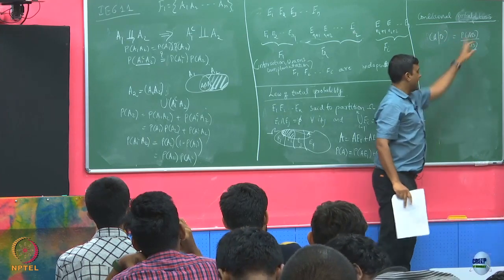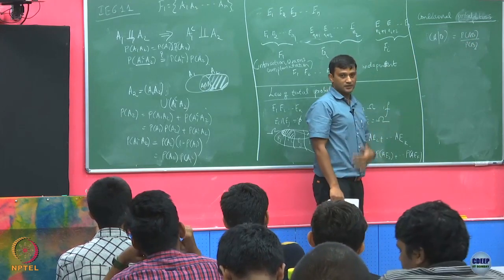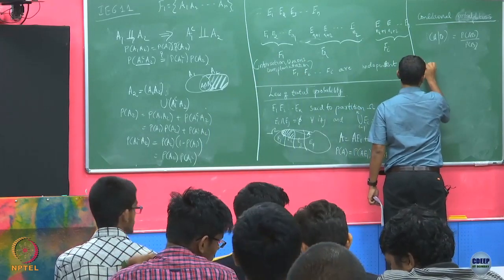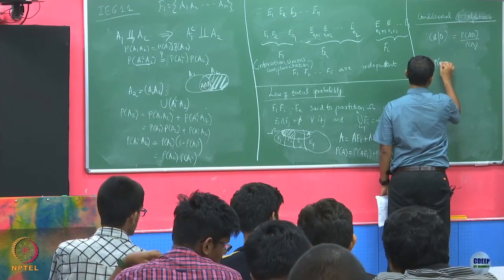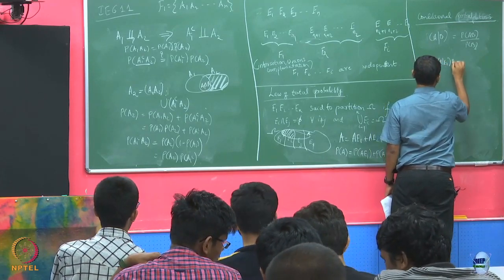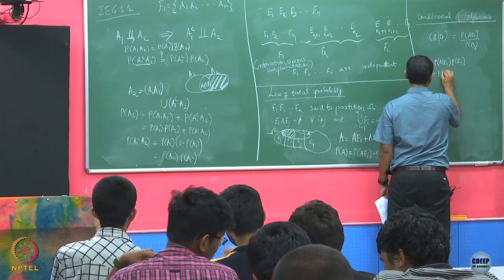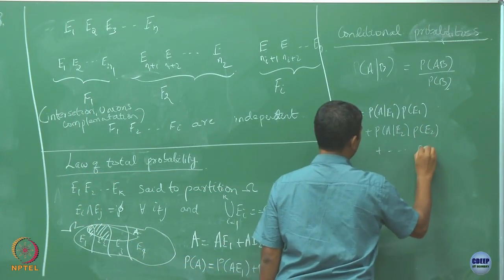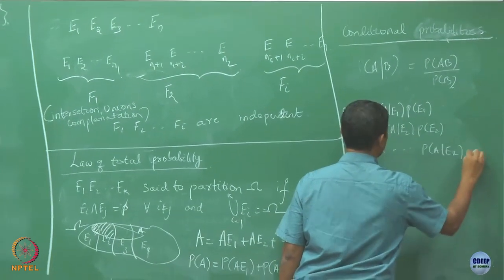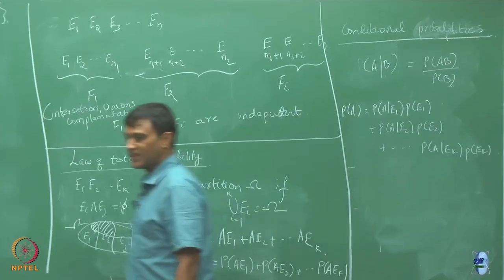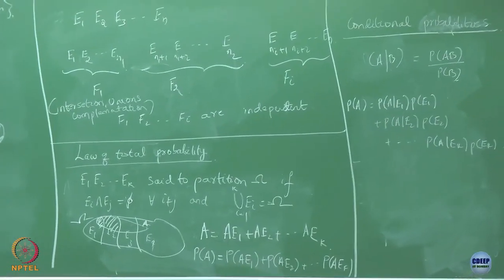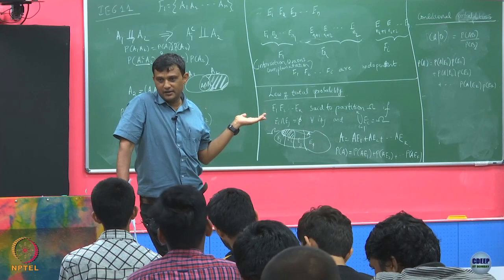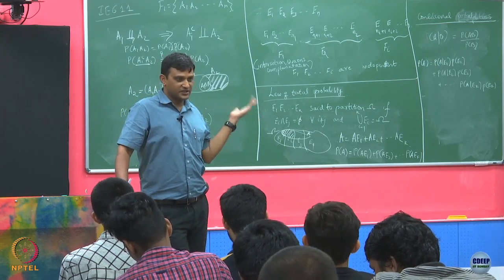Now think of A, B as A, and B as E1. Then I can write this A as probability of A given E1 into E1, all the way up to probability of A given EK into P of EK. Now, does anybody see any usefulness of this formula here? Fine, I have just manipulated my definition of conditional probability and expressed it in this form.